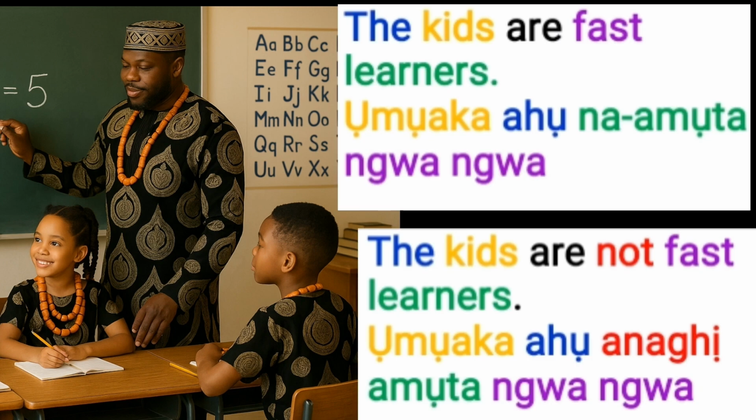Next, the kids are fast learners. Ụmụaka ahụ na-amụta ngwa ngwa. In the negation, we have the kids are not fast learners. Ụmụaka ahụ anaghị amụta ngwa ngwa.